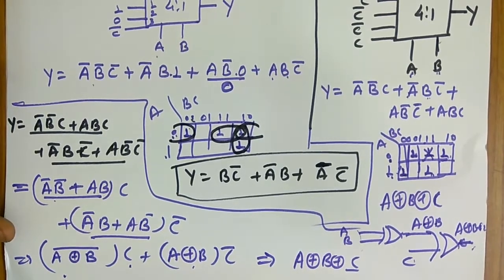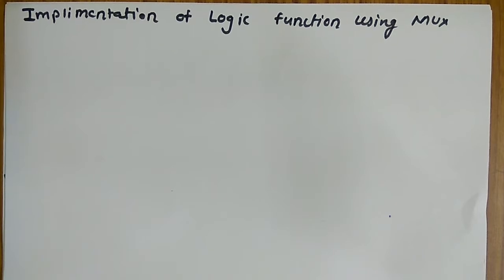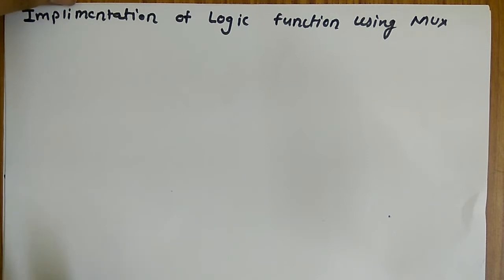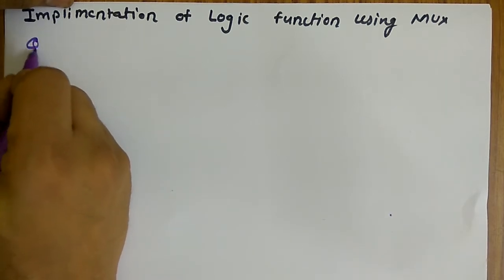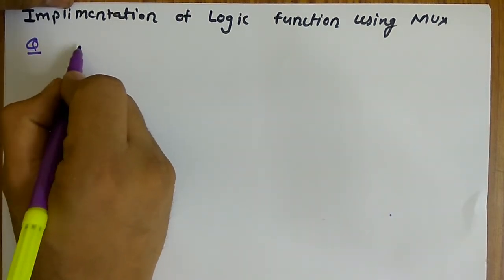Then we will go to another problem. These are another type of problems in which the minterms will be given and you have to implement them into a MUX. Till now we have seen that you are given a problem in a MUX and you have to find the output Boolean expression. So this is the reverse process of the previous one. They will give the minterms and we have to implement them into a MUX.